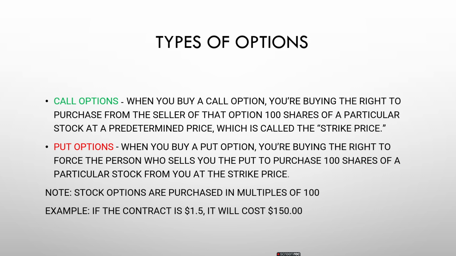Also note, stock options are purchased in multiples of 100. We mentioned this earlier. So for example, if a contract for an option is listed for $1.50, that means you actually have to pay $150 for that contract, because you're buying 100 shares at $1.50 per share.